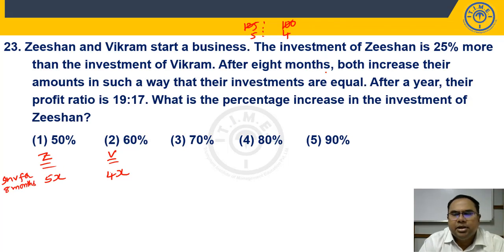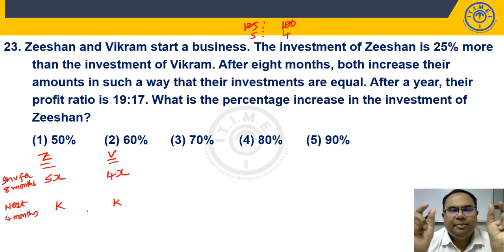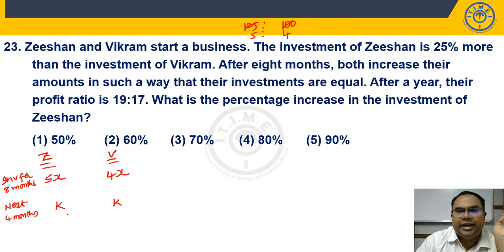After 8 months, both increase their amounts in such a way that their investments are equal. After increasing, their investments are equal. So for the next 4 months, out of 12 months, the investment of Jishan and the investment of Vikram should be equal. So I am taking that equal number as K and K.